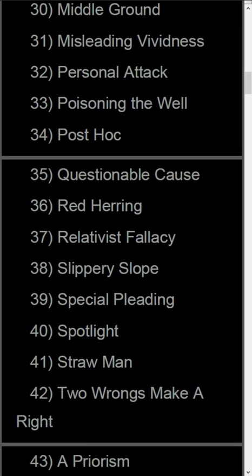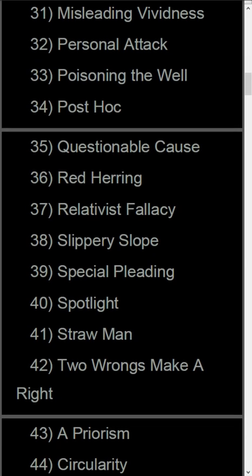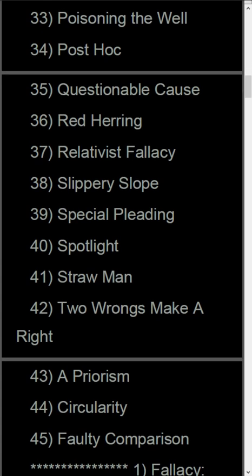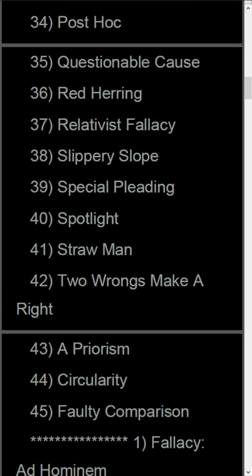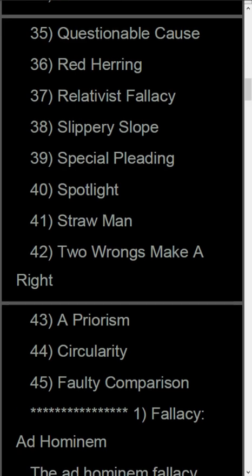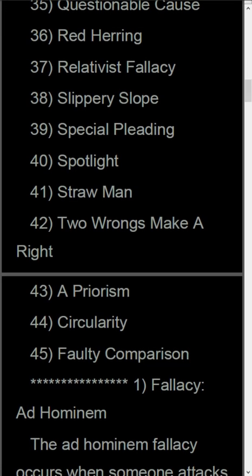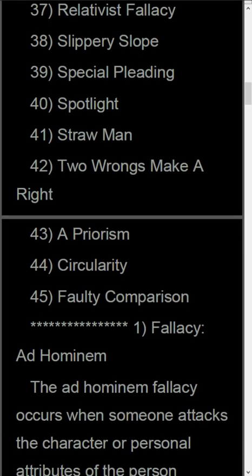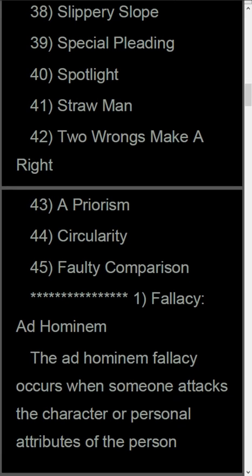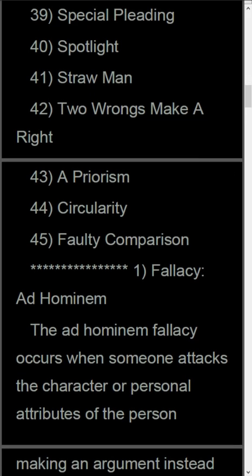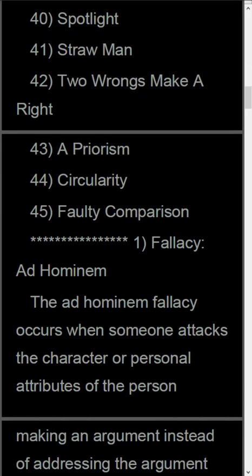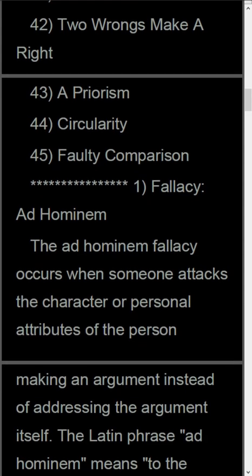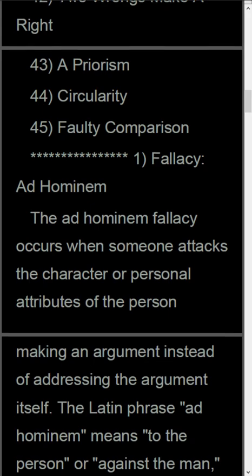34. Post hoc. 35. Questionable cause. 36. Red herring. 37. Relativist fallacy. 38. Slippery slope. 39. Special pleading. 40. Spotlight. 41. Straw man. 42. Two wrongs make a right. 43. A priorism. 44. Circularity. 45. Faulty comparison.